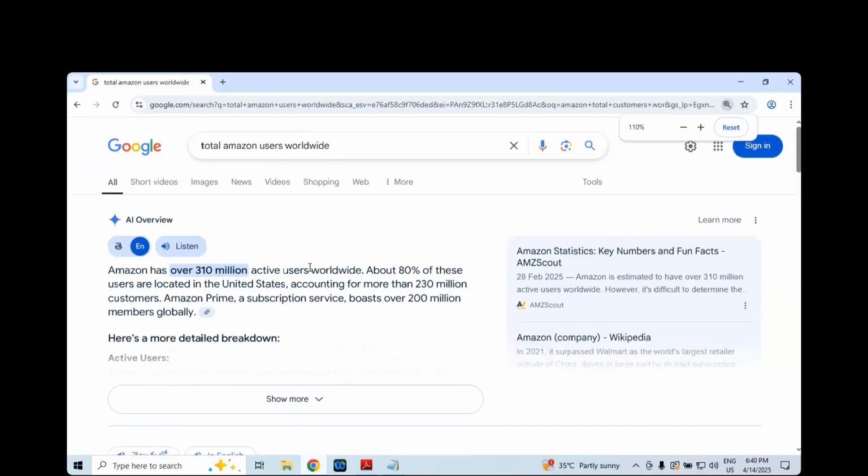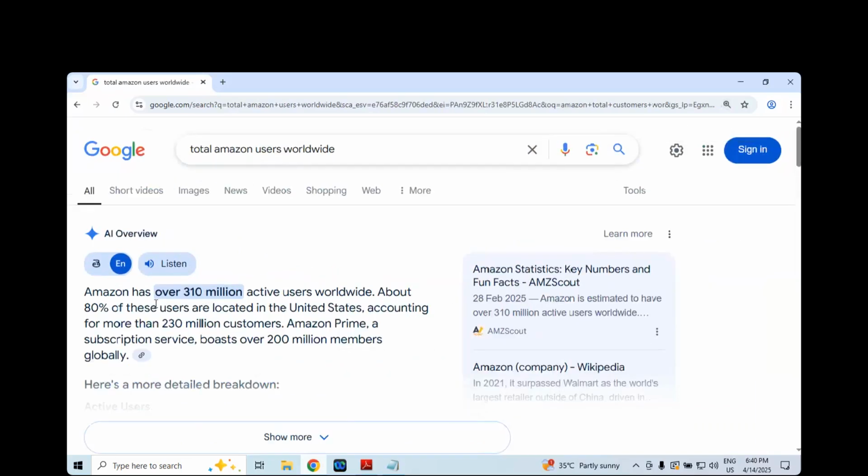Sir, this is seriously amazing. Amazon has 310 million active users worldwide. What do you mean by active? Regularly they are doing transactions, on average 2 to 3 times within a week. 310 million active customers, not a joke. 80% of the customers belong to the US, and Amazon Prime boasts over 200 million members globally.